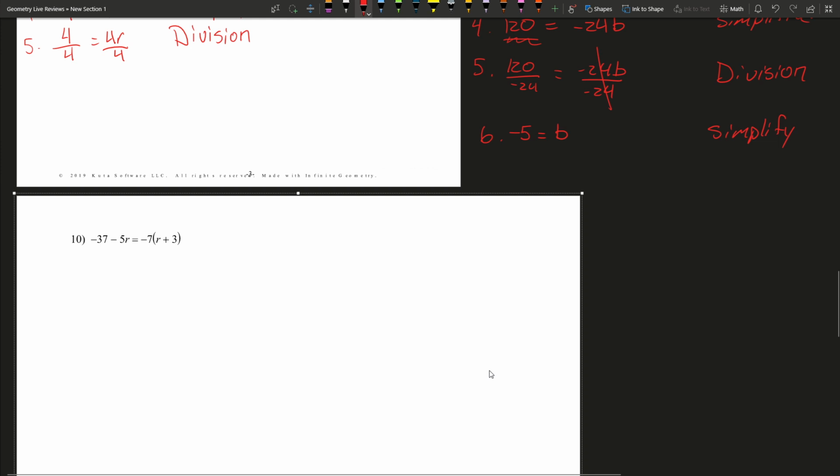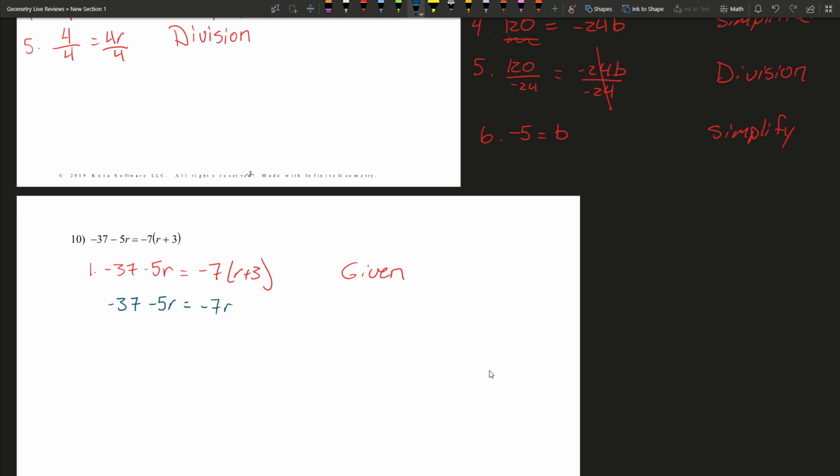And then we need to do a similar thing for number 10. So the first thing I'm going to do is rewrite what's given. Then I'm going to distribute the 7 on the right-hand side, and we can do that because of the distributive property.